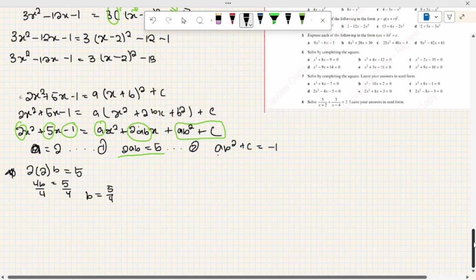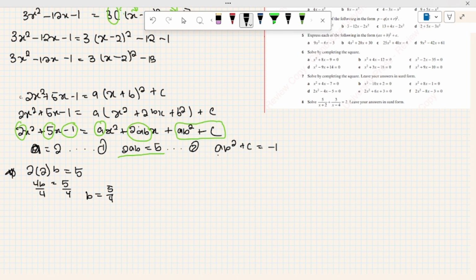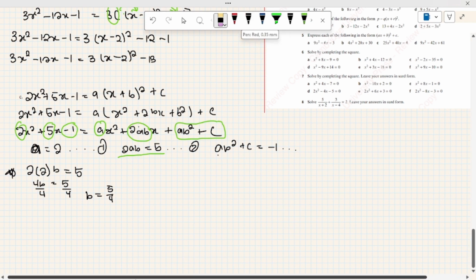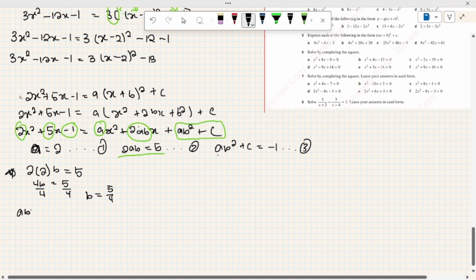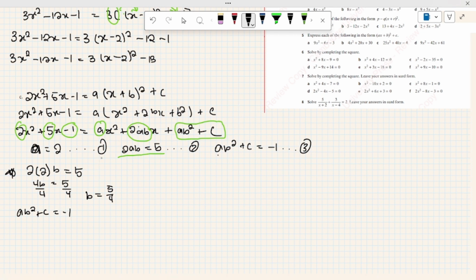And then you're going to look at equation 3. When I look at equation 3, how are we going to go about that? Equation 3, we're just going to substitute everything: ab squared plus c is equal to minus 1. We're just going to substitute everything back into equation 3, basically.